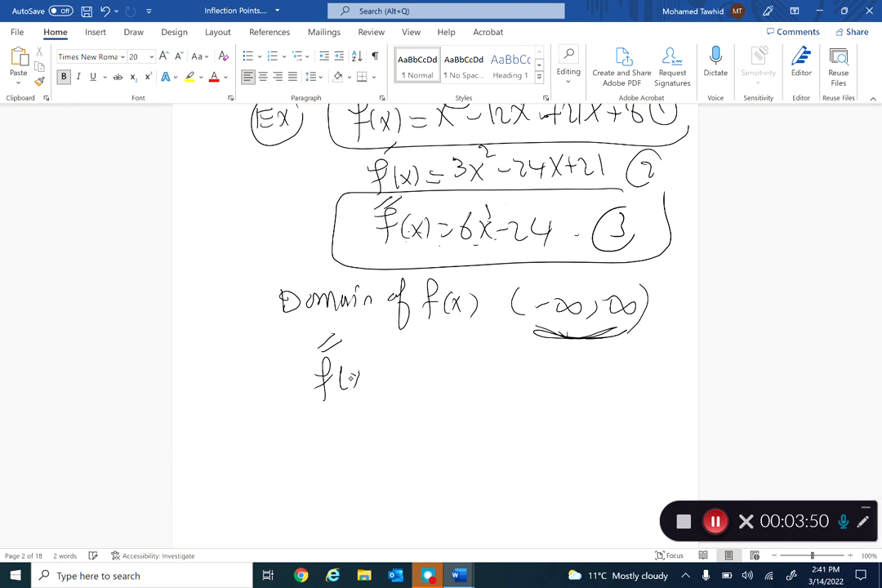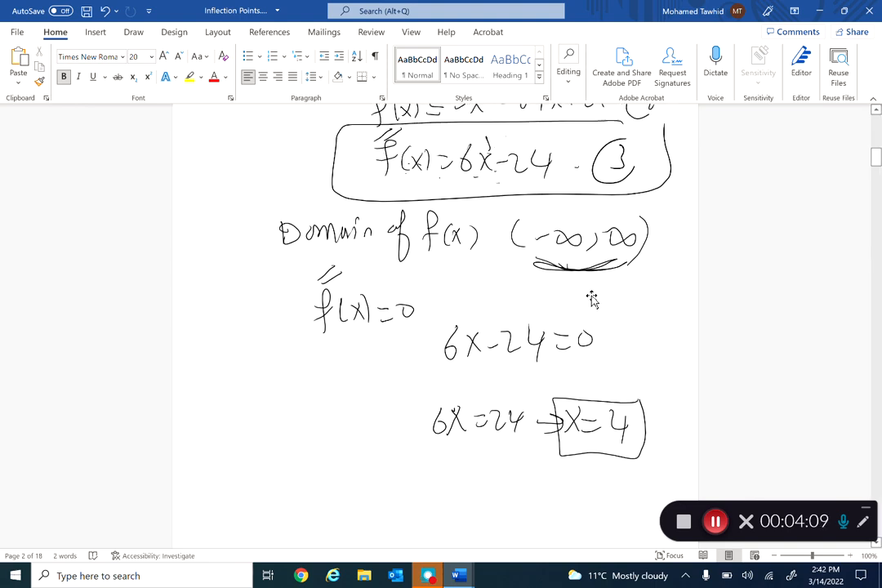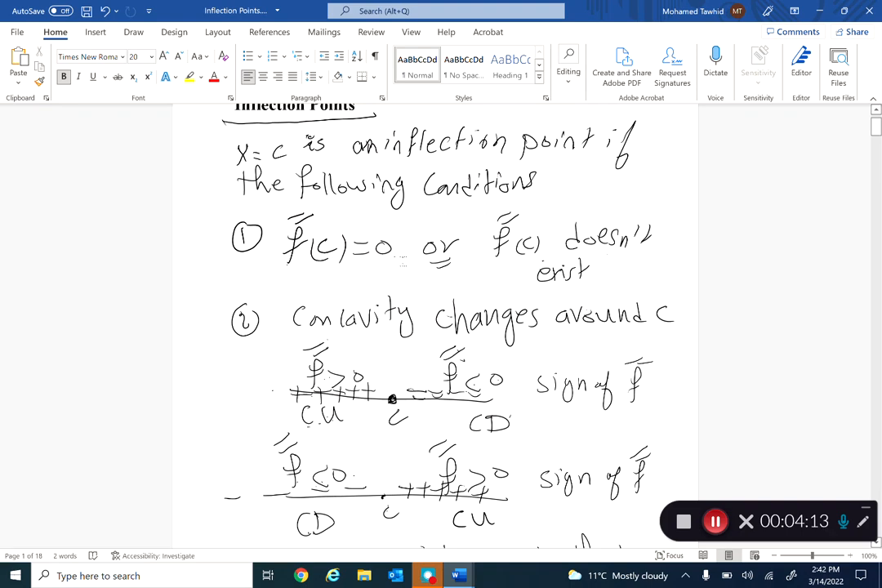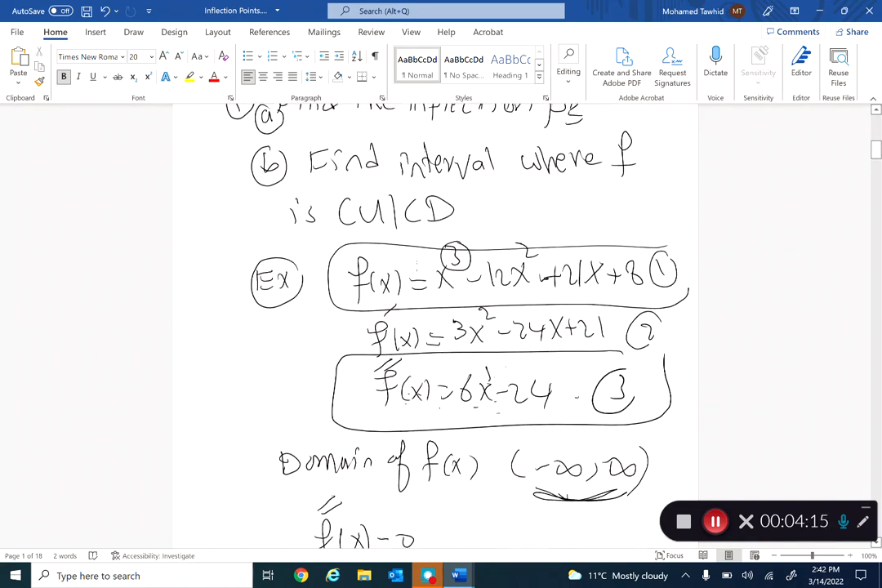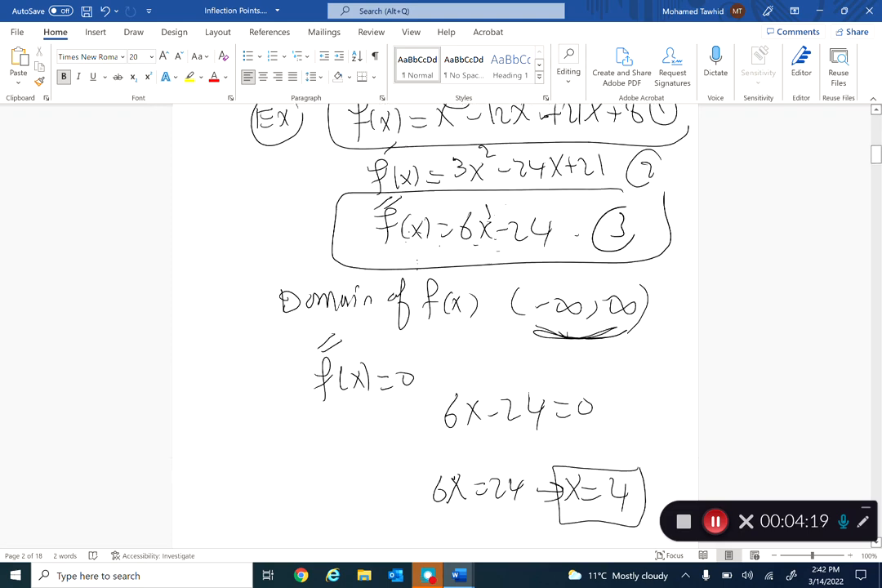So go ahead and set the second derivative to 0. What do you have? You have 6x minus 24, that is my second derivative, equate that to 0. If I solve that, you have 6x equals 24. So what is your x? Your x equals 4. That is where the second derivative is 0, condition number 1.